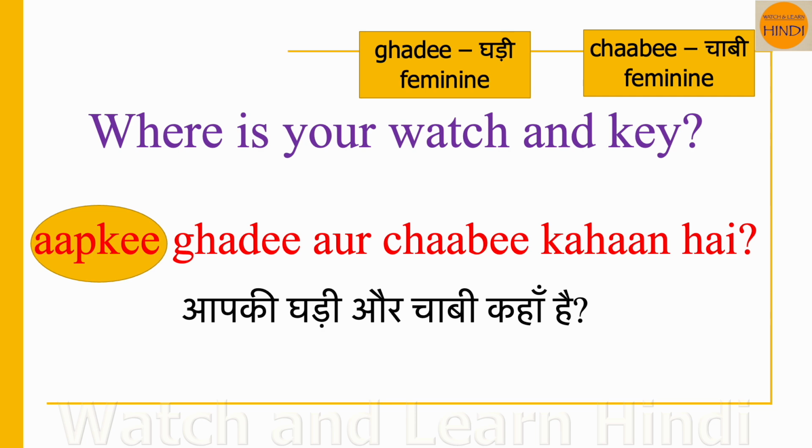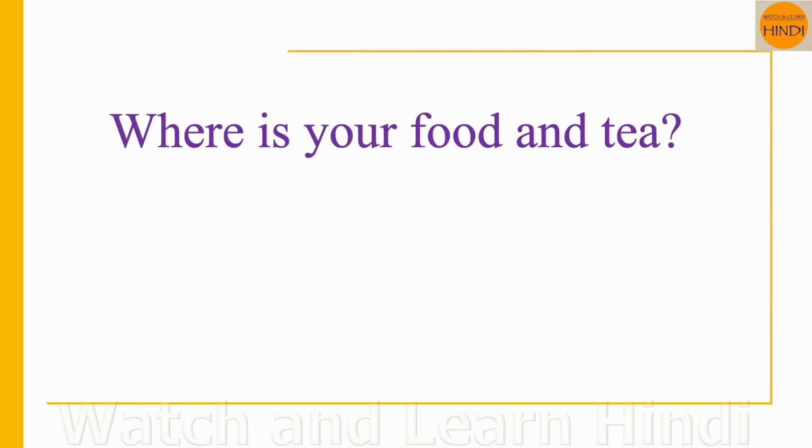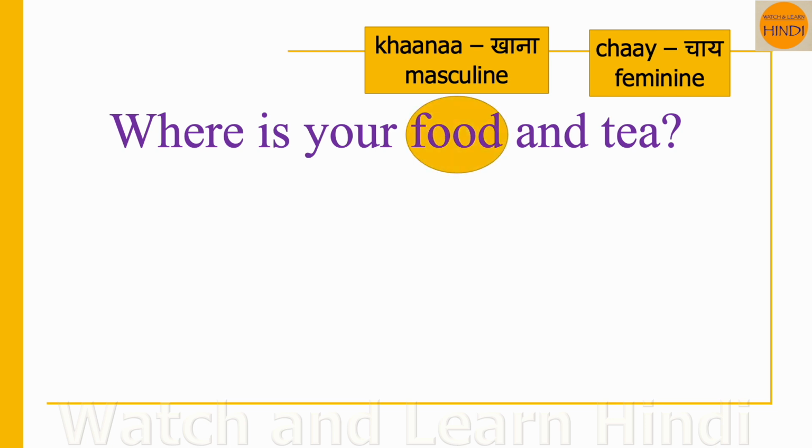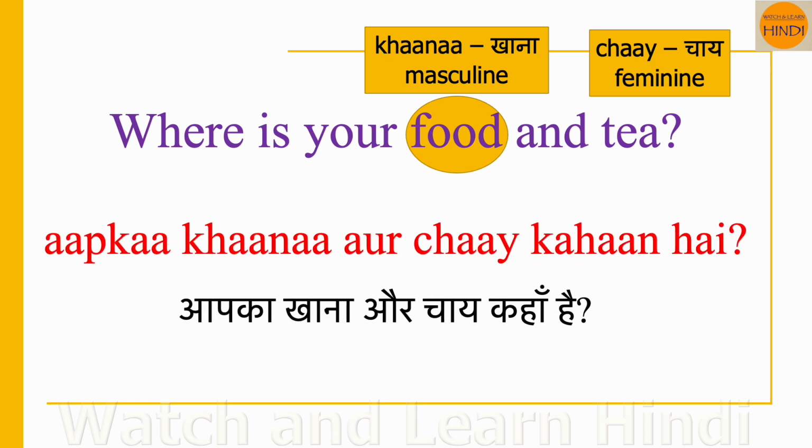Let's look at more complicated one. Where is your food and tea? Now food, you know, is masculine, but tea is feminine. So how do you decide? You decide on the basis of the first thing you're asking about. In this case, you are asking about food first. We are saying food and tea. So you will go with the masculine version of your in Hindi. And you will say, आपका खाना और चाय कहाँ है?